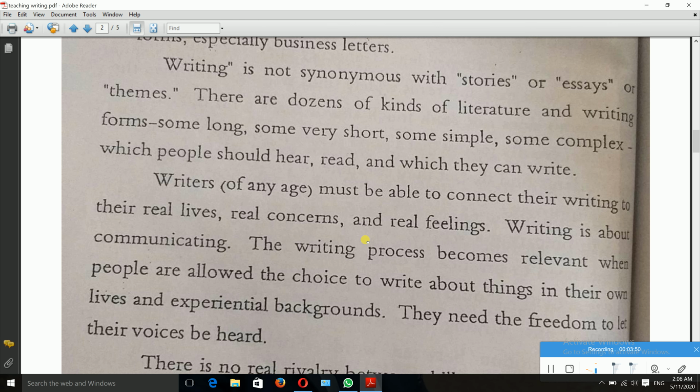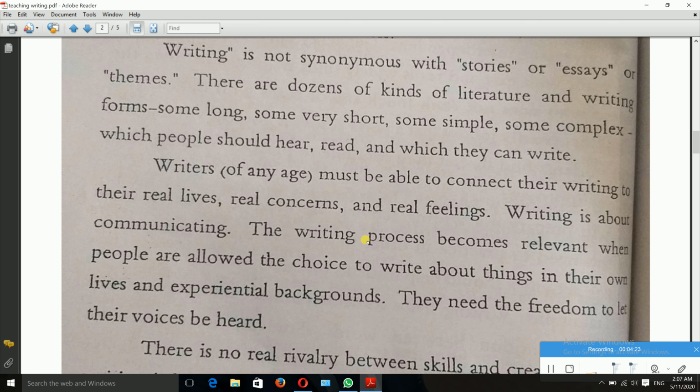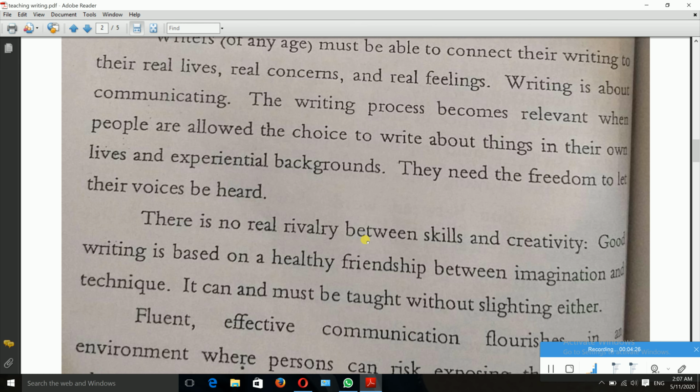Writers of any age must be able to connect their writing to their real lives. طبعا يعني الكتاب الجيدين بأي فترة يجب أن يعكسوا الفترة اللي عاشوا بها، real concepts ومهاراتهم الخاصة ومشاعرهم الخاصة, real feelings. Writing is about communicating. طبعا اللغة هي عبارة عن تواصل. يعني أنا من راح أكتب راح أنقل أفكاري إلى الآخرين وأتواصل وياهم. The writing process becomes relevant when people are allowed the choice to write about things in their own lives and experiential backgrounds. They need the freedom to let their voices be heard.